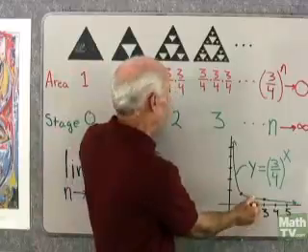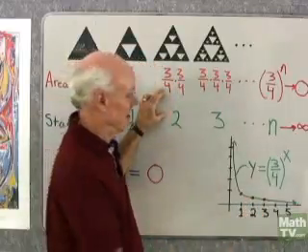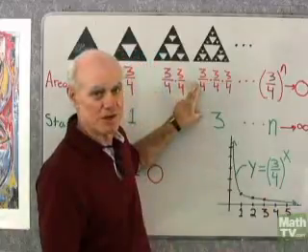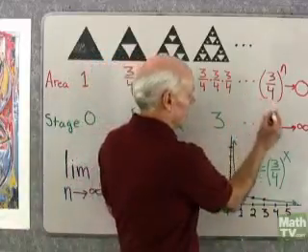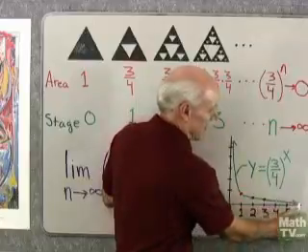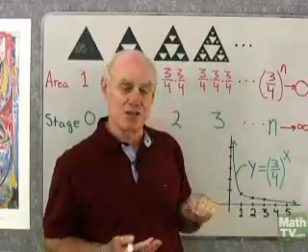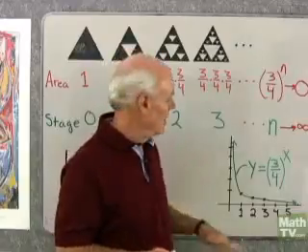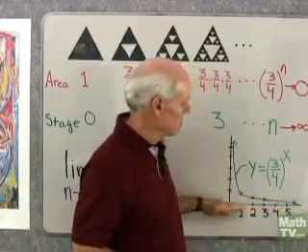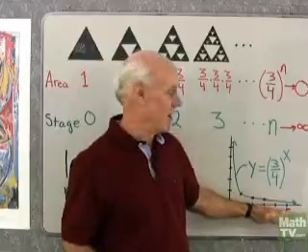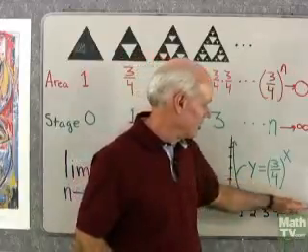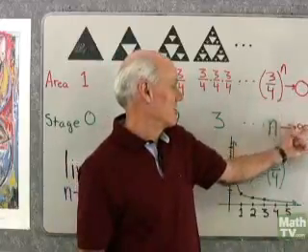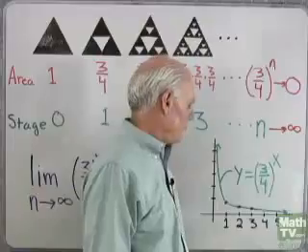This would be the point 2 and 9/16. This would be the point x equal 3, y equal 27 over 64. And so as you travel down here, what you see on this graph is this graph gets closer and closer to the x-axis, never touches it, never crosses it, but gets as close as you want to it. So we call this x-axis, when this is happening, an asymptote for that graph. And what it means is that that curve is getting as close as you want to 0. In other words, we're saying the area goes to 0 as n goes to infinity.